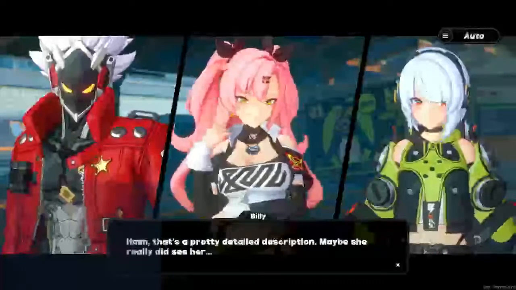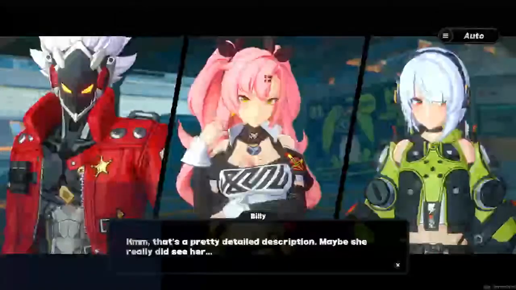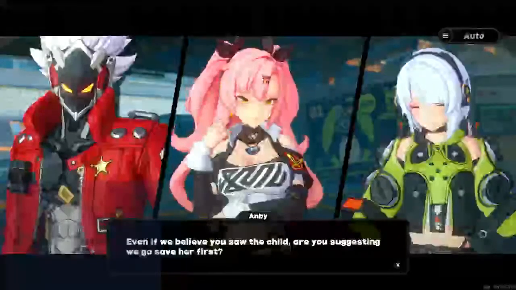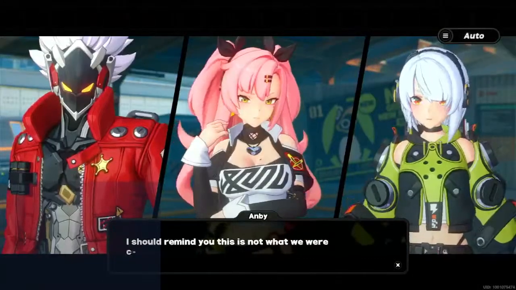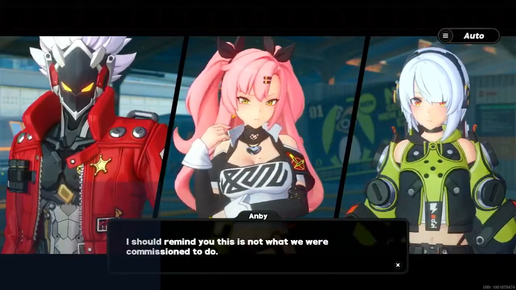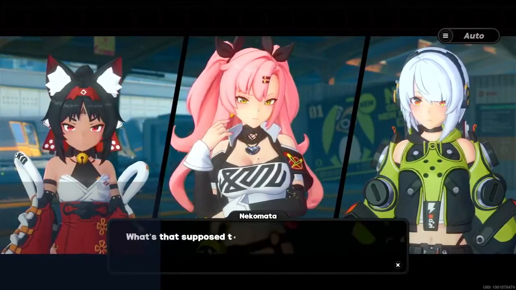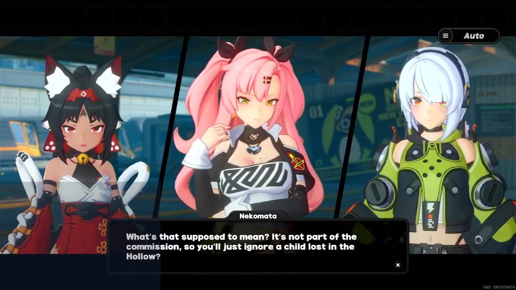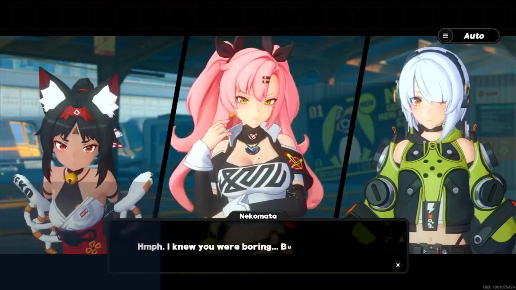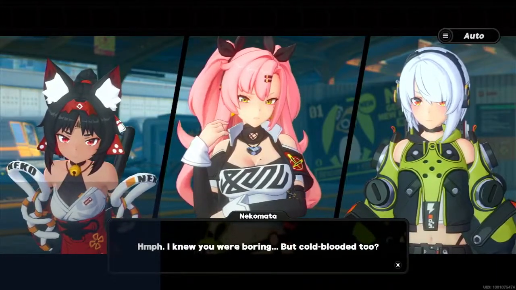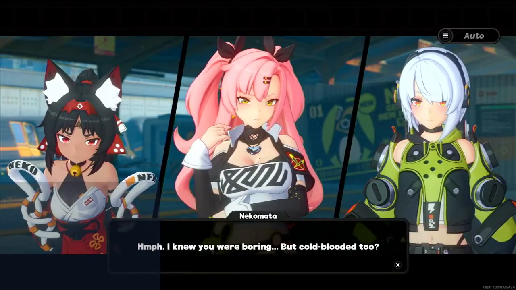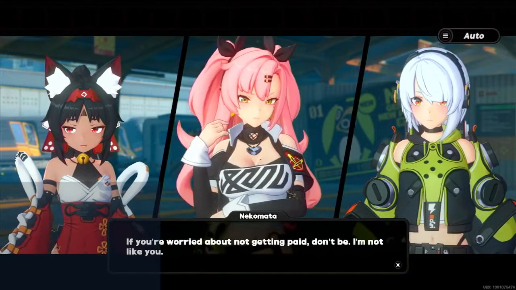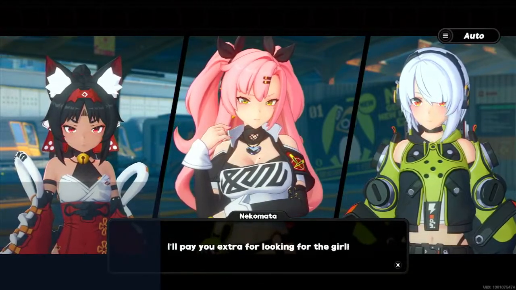That's a pretty detailed description. Maybe she really did see her. Even if we believe you saw the child, are you suggesting we go save her first? I should remind you, this is not what we were commissioned to do. What's that supposed to mean? It's not part of the commission, so you'll just ignore a child lost in the hollow? I knew you were boring, but cold-blooded too? If you're worried about not getting paid, don't be. I'm not like you. I'll pay you extra for looking for the girl.